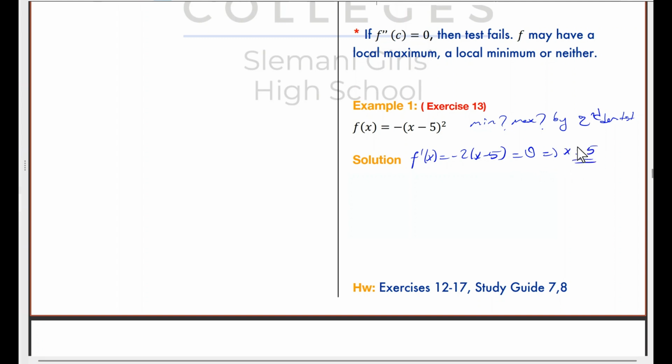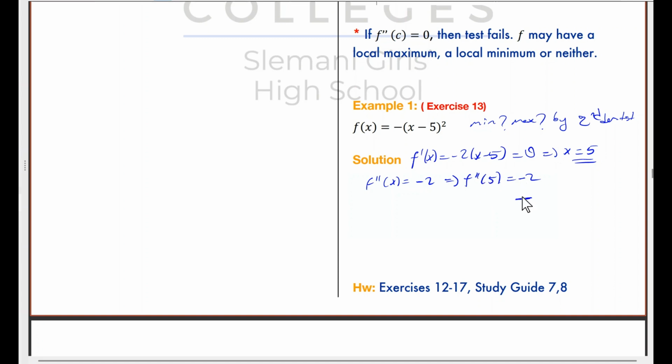Now I'm going to insert 5 in the second derivative. What is f double prime of x? It is negative 2, just negative 2, right? So when I insert 5 back, since it's constant, it's negative 2. So the sign of the second derivative is negative.